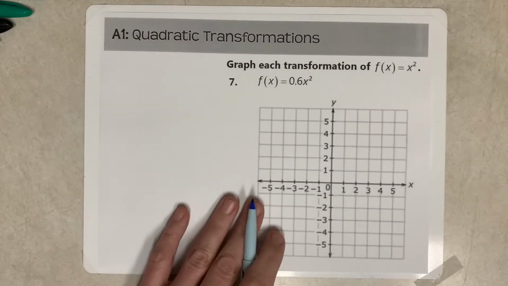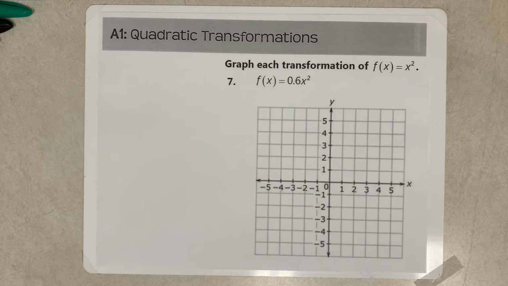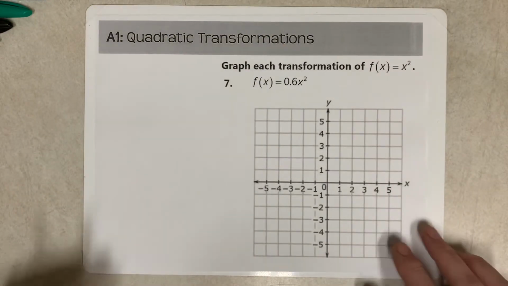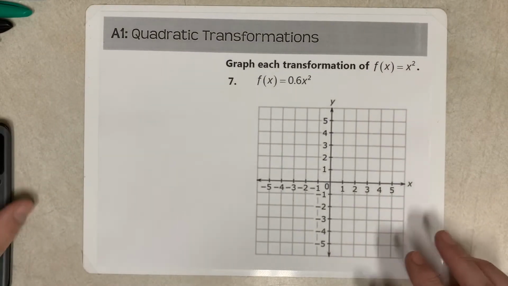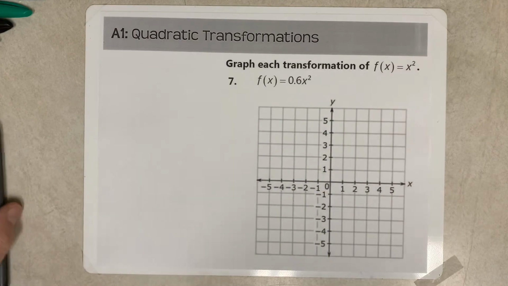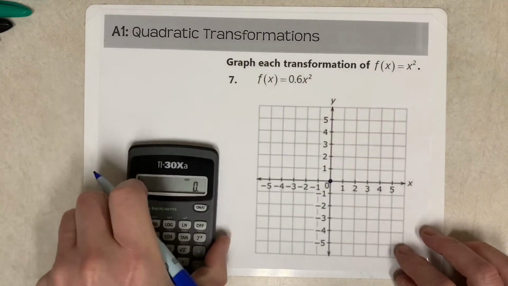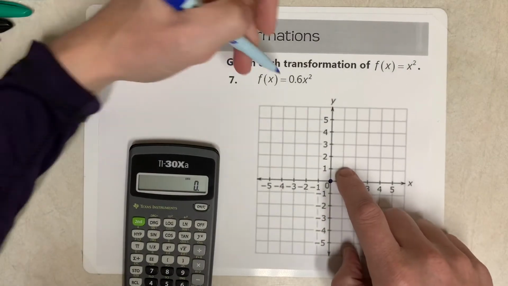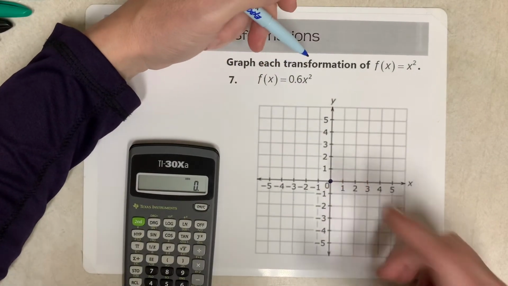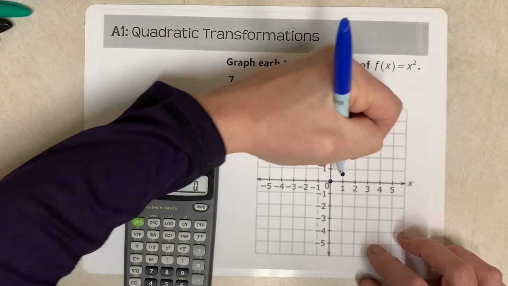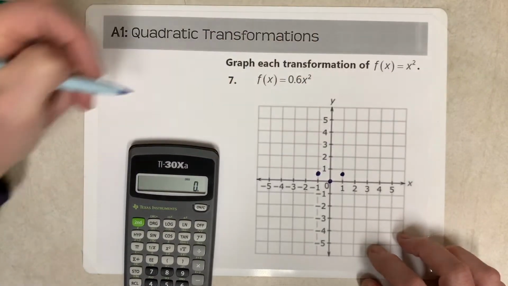All right, here we have 0.6x squared. So like what I just said, this one has 0.6, which means it's going to be wider because that's between 0 and 1. So we're going to be at the origin, and it used to be over 1 up 1. It is going up, but now it's 0.6 of that. So over 1 up 0.6, which is going to be a little bit more than halfway. So we'll go right there.